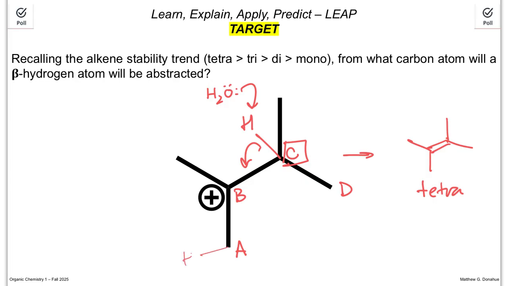So if we eliminated from A, and again, there's 6 of those type, you would get a di-substituted product. So there's always this balance of sort of statistically what you would expect versus the stability trend of the functional group in the product. So the outcome of this is you'll see more of the tetrasubstituted alkene produced, even though there's only 1 of those hydrogen atoms present.